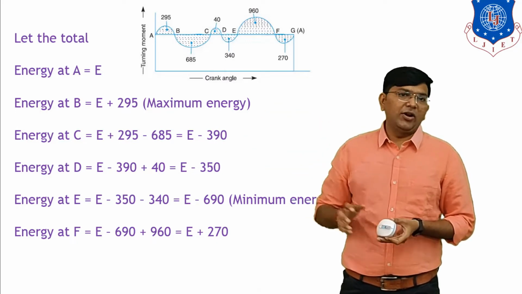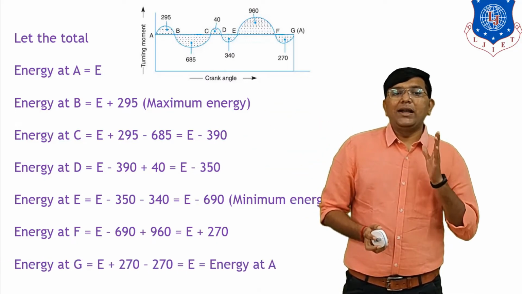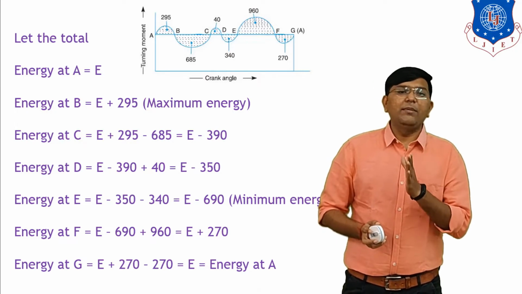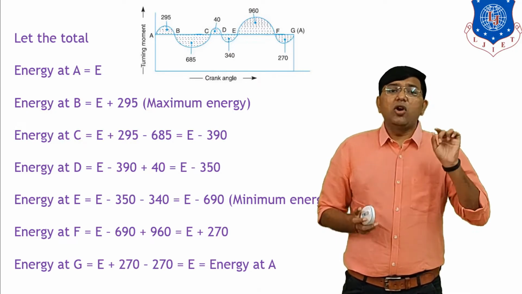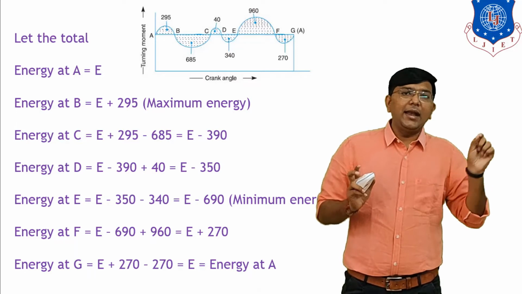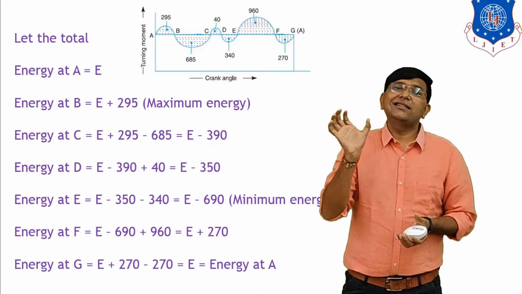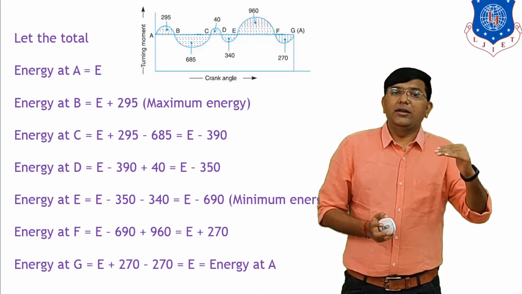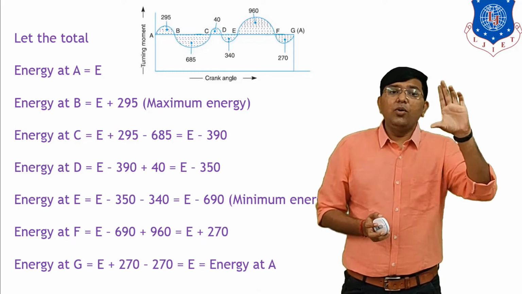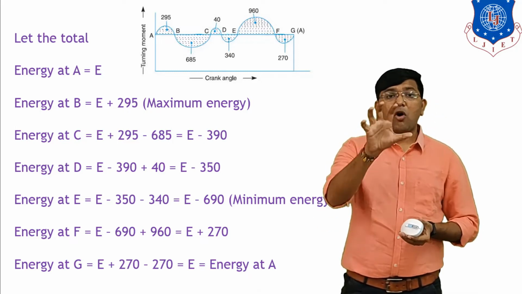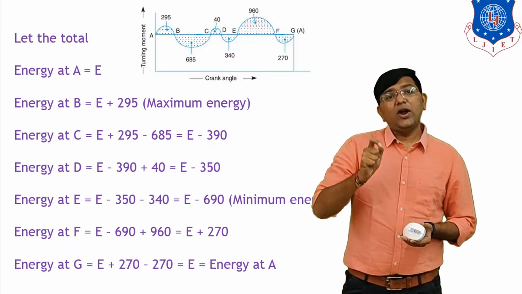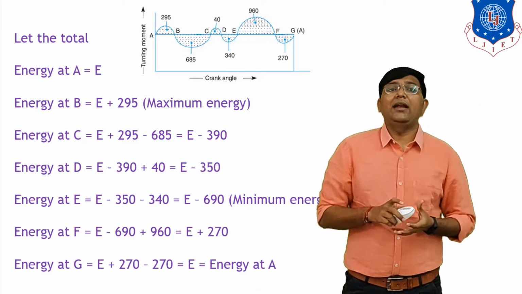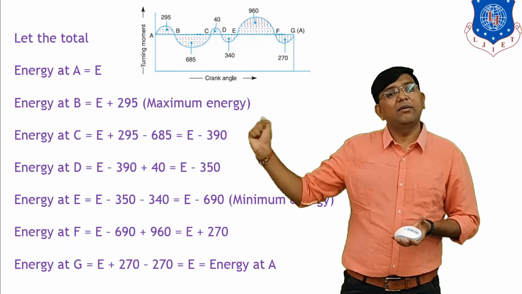is E plus 270. And energy at point G, that is E plus 270 minus 270, is equal to E. So energy at point A and energy at point G are the same, so your example is correct. Clear? Now you have to identify from all these points at which point we get energy maximum and at which point we get the energy minimum.